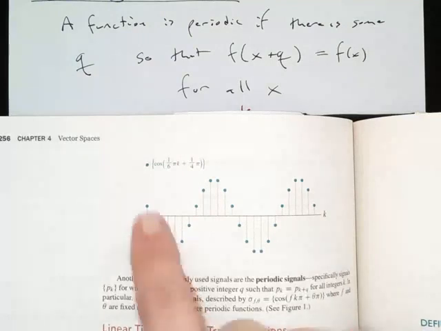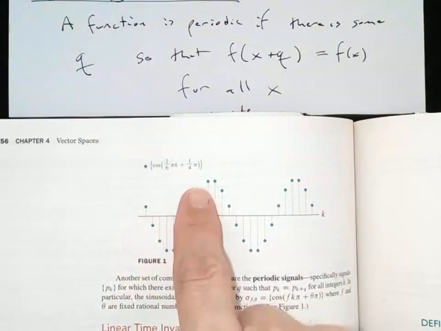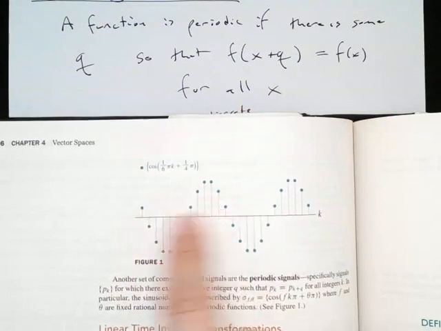This figure is absolutely a periodic function. 1, 2, 3, 4, 5, 6, 7, 8, 9, 10, 11, 12, 13. Look, it repeats every 12.